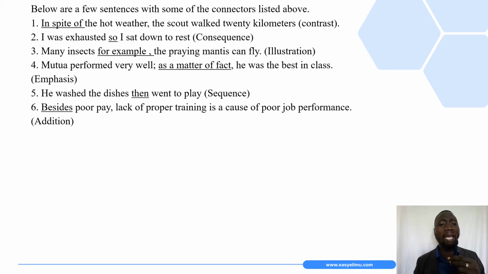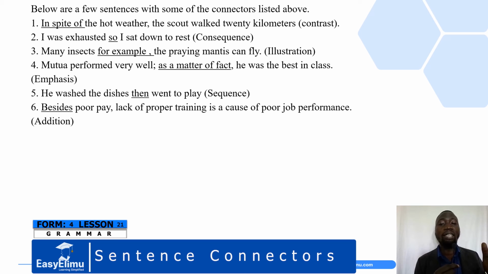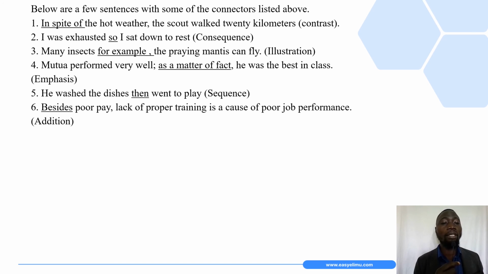In spite of the hot weather, the scout walked 20 kilometers. The connector that has been used in this example has been used to show contrast. Then the next example: I was exhausted, so I sat down to rest. So in this case has been used to indicate consequence.